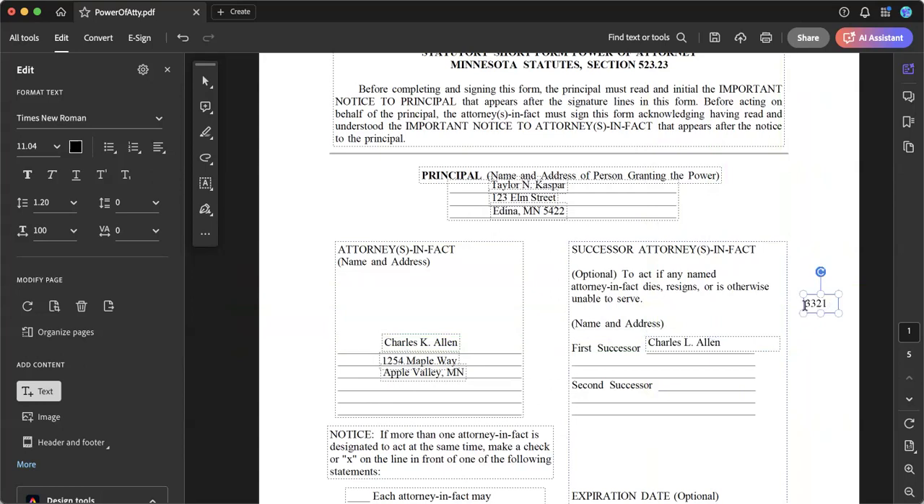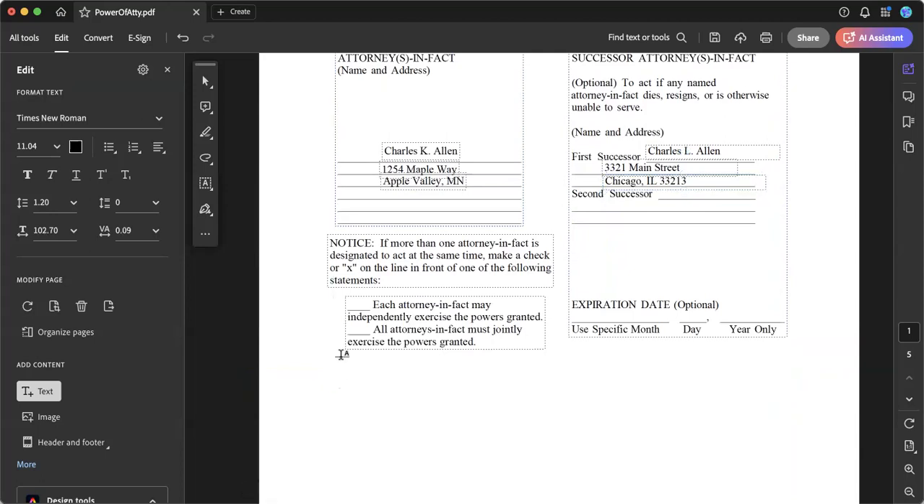Now, I get to decide here whether or not I want to have a second successor if my brother also wasn't available. And let's say maybe I chose two people at once. So maybe I had chosen Charles, my father, and then after that, maybe I had my mother on there and they were going to act jointly. If I have more than one person acting at the same time, I would need to decide if they're able to act independently of one another. So that means, could one of them go to the bank by themselves and do a transaction, or alternatively, do they both need to be there acting together?